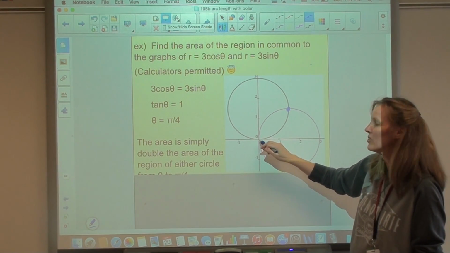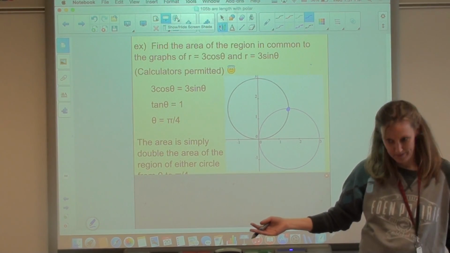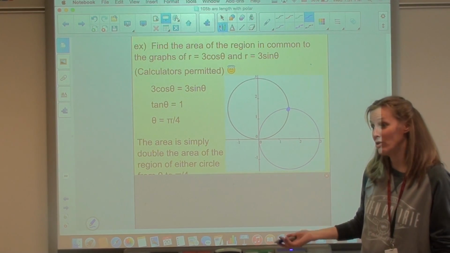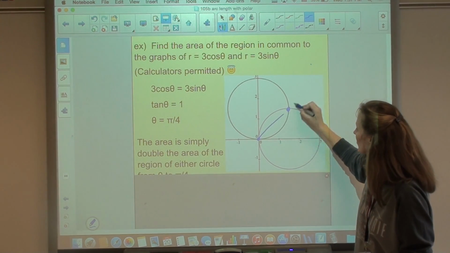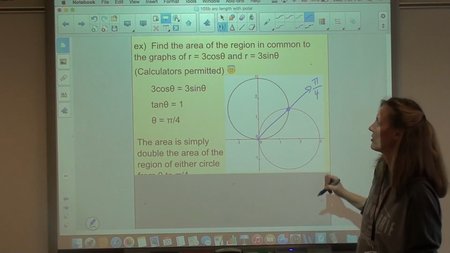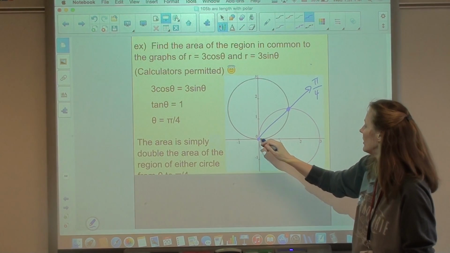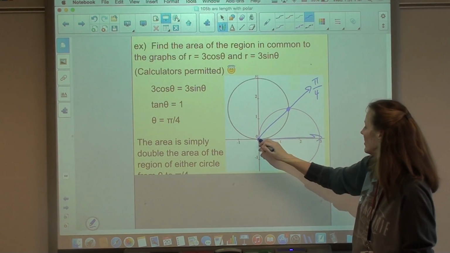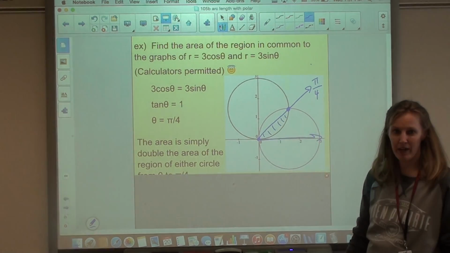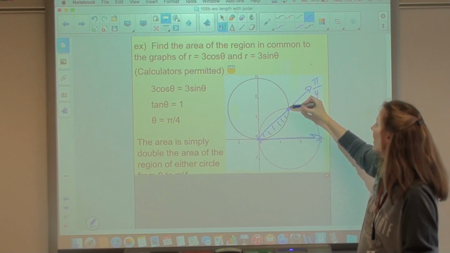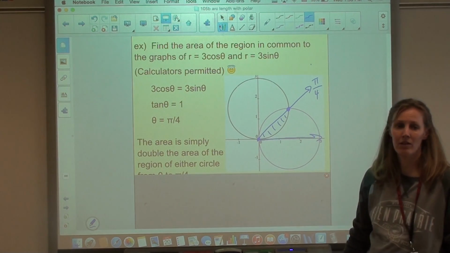First of all, would you use symmetry on this one? Yes, of course. Whenever you can use symmetry, you should. We're finding this area, so if I graph theta equals pi fourths, I could focus on the black circle and go from its starting angle to pi fourths and double it. Or I could go on the pink circle from pi fourths to the other angle and double it, either way.